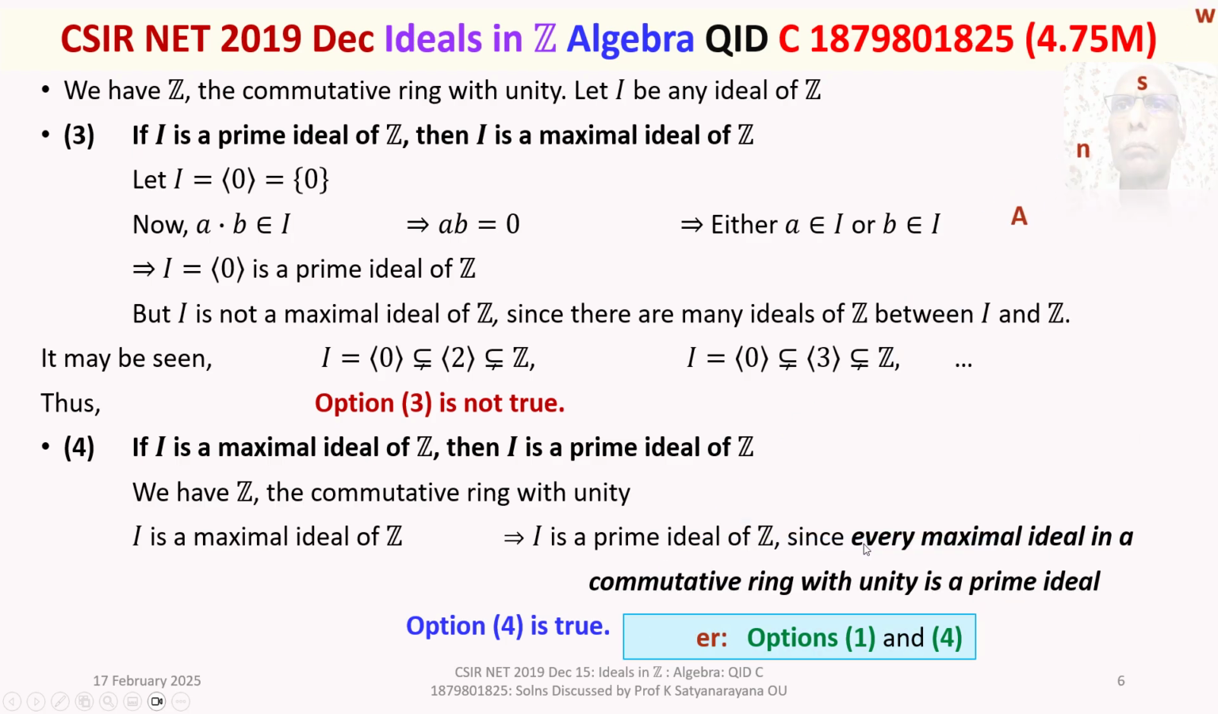Summarizing all the options, the answer to this question is options 1 and 4. That is the detailed discussion of the solution of the given problem. Right. And this is a simple, straightforward question based on the ideals of Z, plus and dot. That is, is it a prime ideal? Is it a principal ideal? Is it a maximal ideal? So on and so forth.